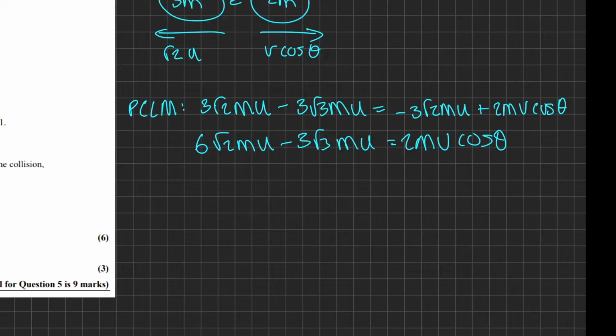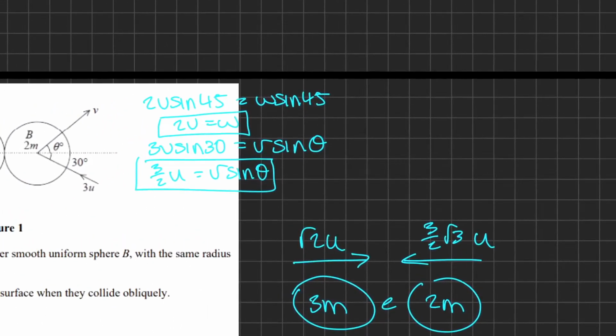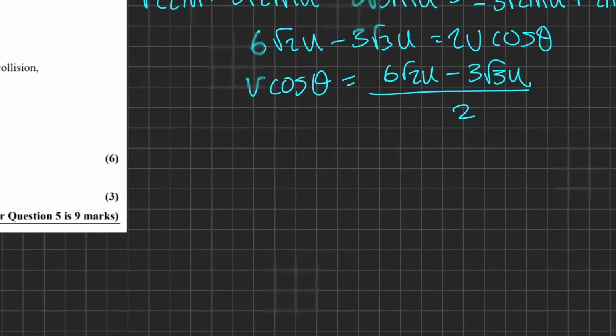First thing we can do is cancel out the m's because there's an m in every single term. That works out quite nicely. Now we can make v cosine theta the subject of the equation just by halving it. So v cosine theta equals 6 root 2 u minus 3 root 3 u all over 2. Why have I made v cosine theta the subject? Well, if we look back at the equations we developed at the start, we've got v sine theta in terms of u up here. I'm going to copy that back out. v sine theta is equal to 3 over 2 u.